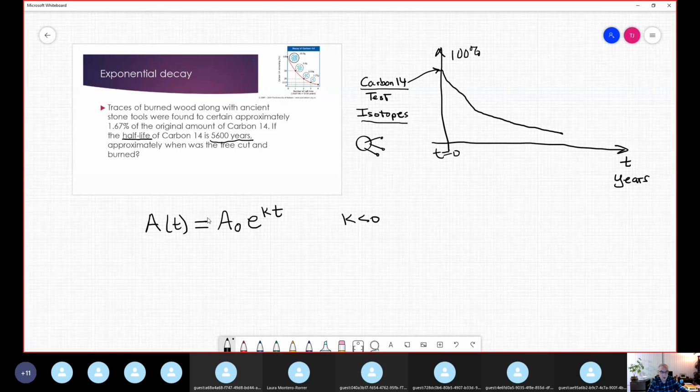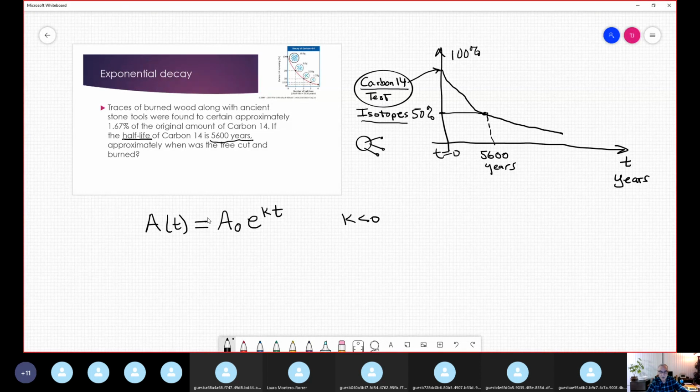Now, when you're talking about the half-life, what does half-life mean? Half means 50%. 50% occurs at this moment, which is 5,600 years. This is for the carbon-14 test. Look, the concentration of the carbon-14 is 0.67%. Wow, it's too small. That means this sample is very, very old.